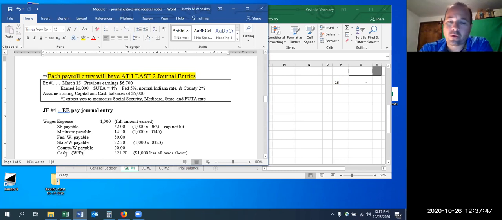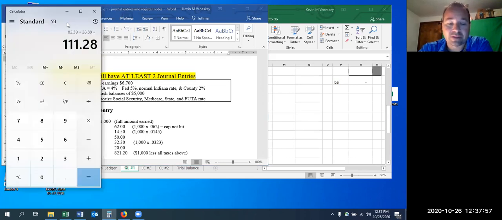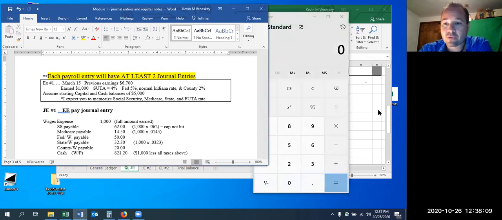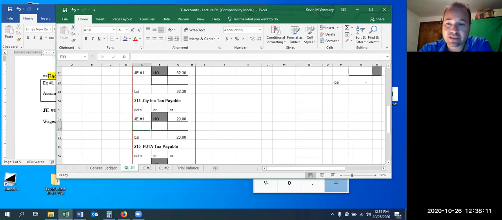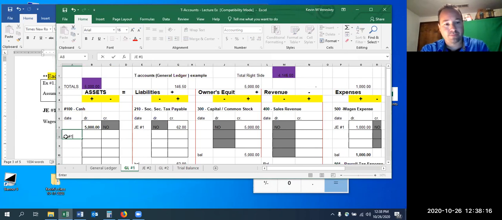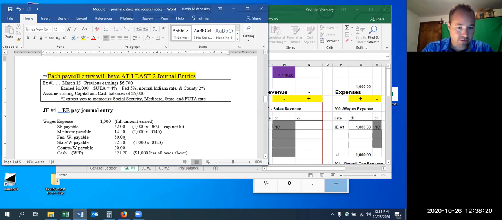But we're going to make it simple here. We're going to say we just pay them today. And we're going to credit cash for anything that's left. And how you want to do that is it's not hard to do. Just take 1,000 in your calculator and then start subtracting all of these guys. And whatever's left will be the amount that goes here. So I'm going to come over to my cash T account and put in $821 and the amount of cents. Let's see what it was, 20 cents.